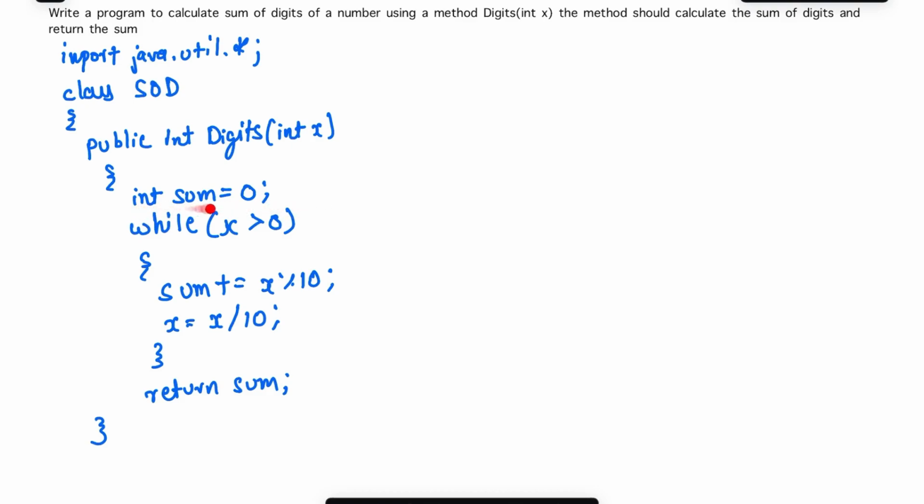What am I doing? I have taken a sum variable, initialized to 0. While x is greater than 0, this x, that is the parameter, sum plus equal to x mod 10. What is sum plus equal to? My question to you. This is called the shorthand assignment operator. It means sum = sum + x mod 10. Add x mod 10 to sum itself.